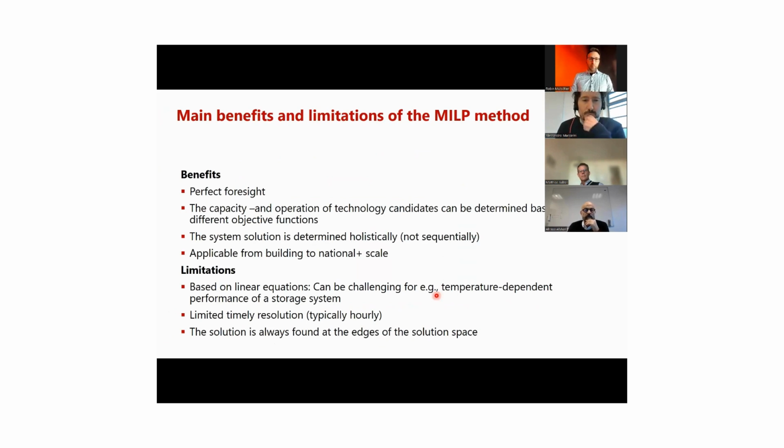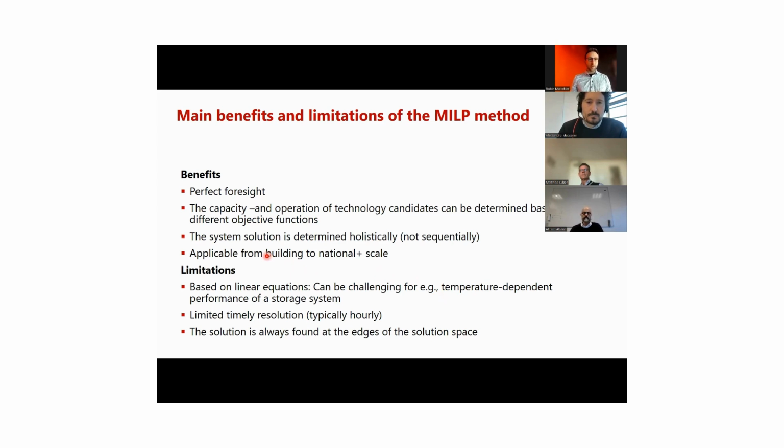Okay, what are benefits and limitations? With the MILP method, we have perfect foresight, which is, of course, a benefit over reality, where we don't have this perfect foresight. So that's why we always have to consider that in the result interpretation. And we do capacity and operation optimization of technology candidates in a holistic way, so it's not a sequential solution. And typically, as already mentioned earlier, we have the application from building to national and even larger scale.